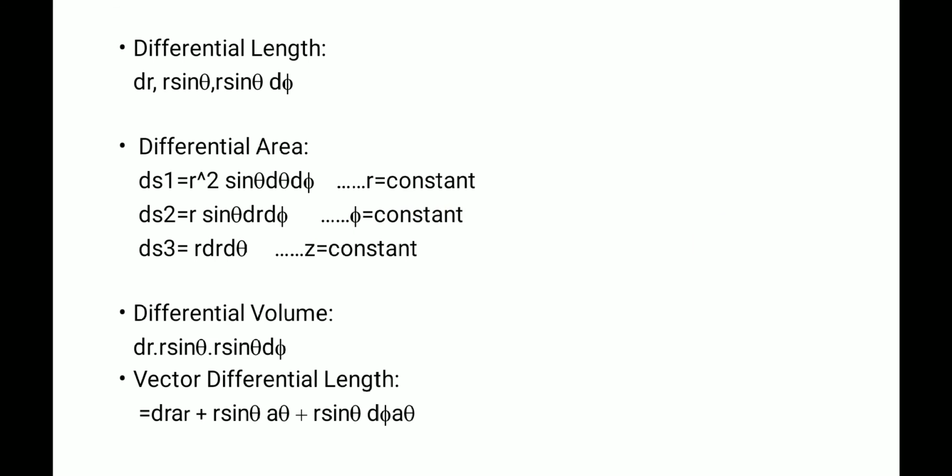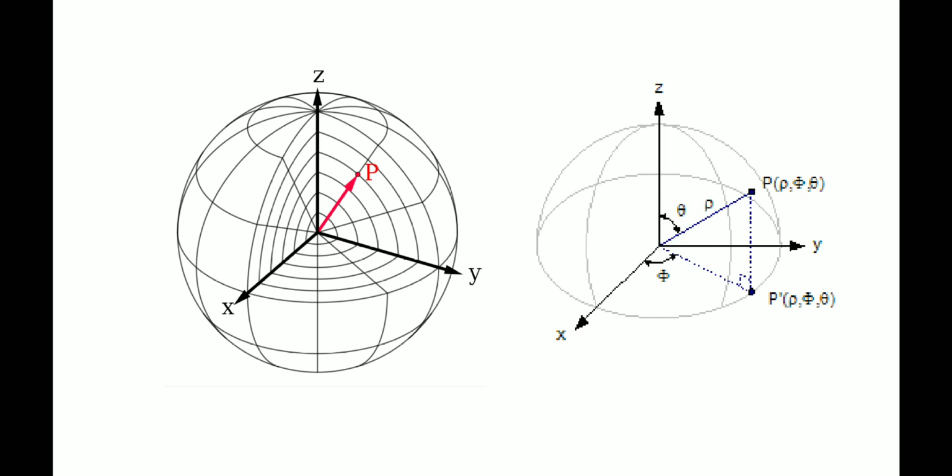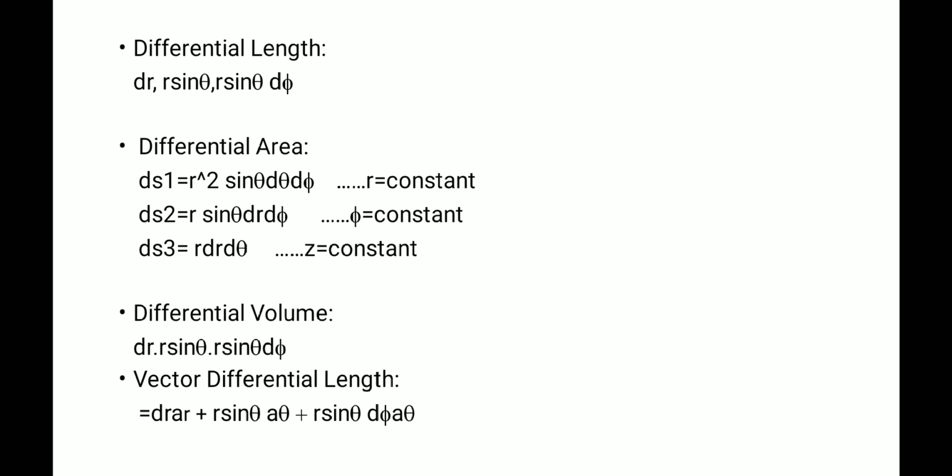Now let's see the differential length. For the radius it is dr. For this angle it is r d theta, and another is r sin theta d phi. The differential areas are given as: when r is constant, the differential area is r squared sin theta d theta d phi. When phi is constant, it is given as r dr d theta, and when theta is constant, r sin theta dr d phi. These are the differential areas. The differential volume is given as r squared sin theta dr d theta d phi. It is the product of the differential lengths.